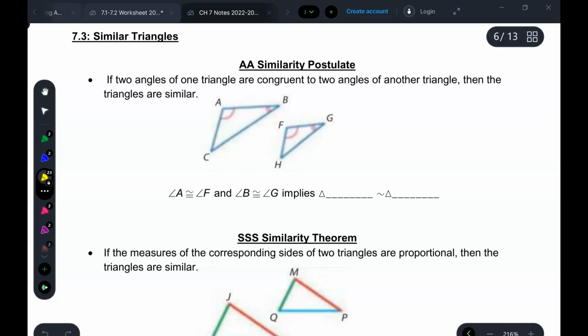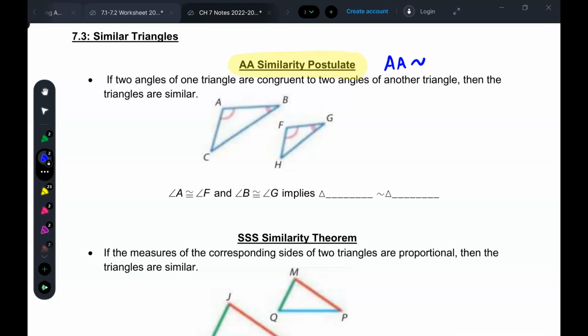Okay, so starting with the angle similarity postulate. What I had mentioned is that with similarity, only the angles have to be congruent. The sides don't have to be congruent, but all the angles always have to be matching, right? And they have to be congruent.